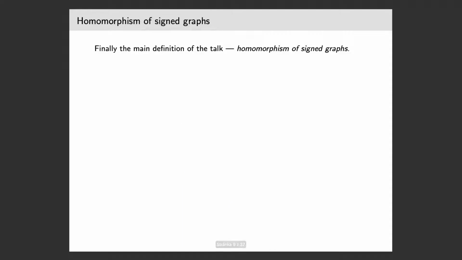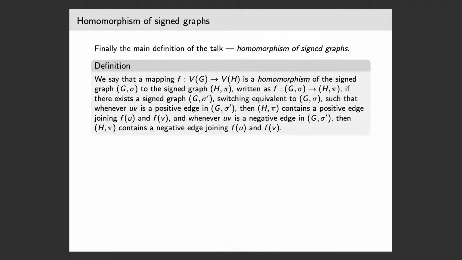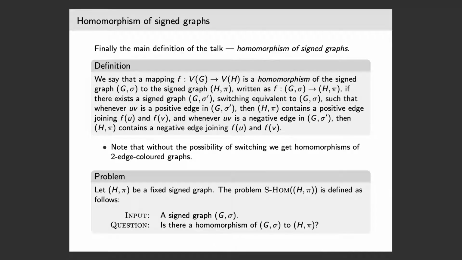Now I can finally proceed to the main definition of the talk, homomorphism of signed graphs. A homomorphism of signed graphs is a mapping between the vertex sets of two signed graphs, such that there exists a graph switching equivalent to the source graph, so that not only adjacencies are preserved, but also the colors of edges. A positive edge goes to a positive edge, and the same holds for negative edges. We note that without the possibility of switching, we would get homomorphisms of two edge-colored graphs.